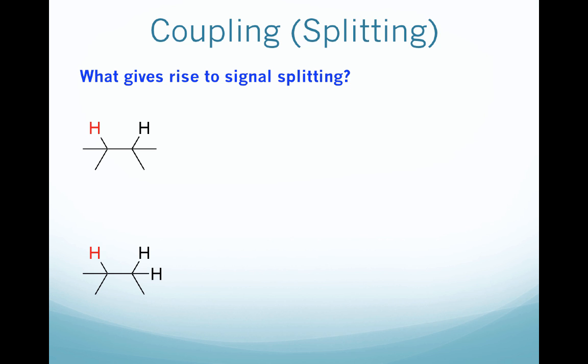So now let's take a look at some of the basics behind why this signal splitting occurs. The way to think about this, remember that things in an NMR are affected by the magnetic fields in the environment. So we're going to focus in on this hydrogen highlighted in red. We'll call that HA, and it's coupled to this hydrogen in black, which we'll say is HB. And the way to think about this is HA, it's B local, so that's its local magnetic field.